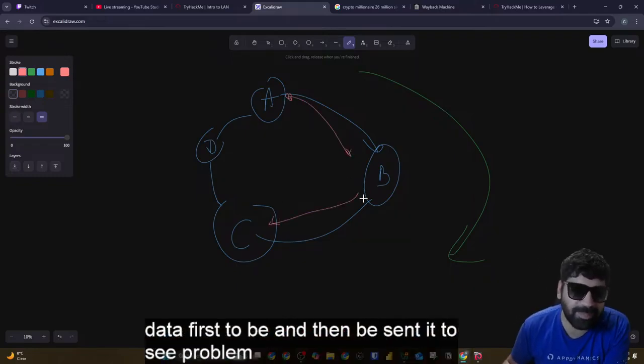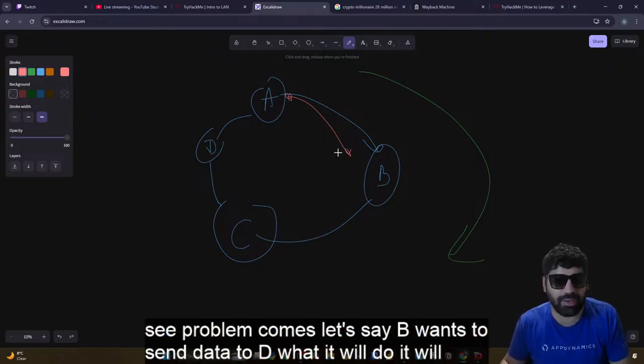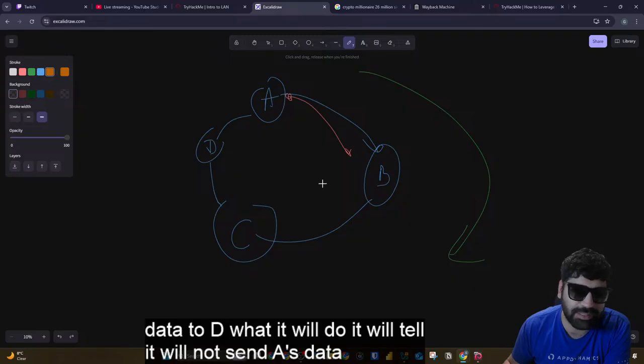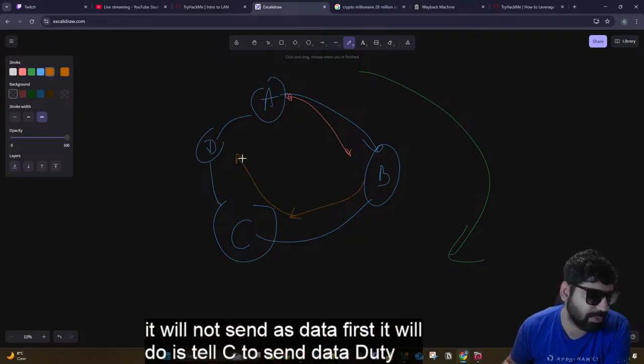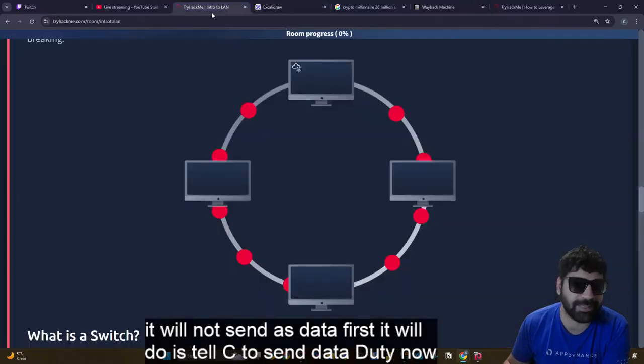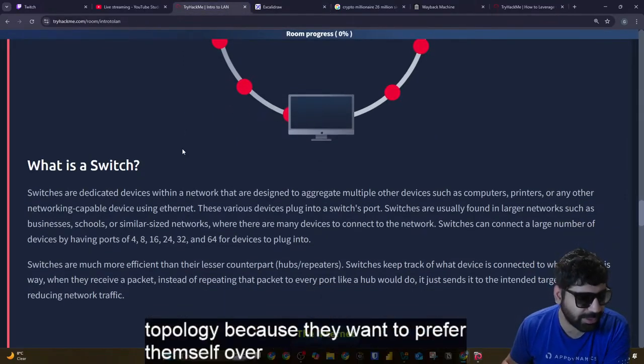Problem comes, let's say B wants to send data to D. It will not send A's data first. What it will do first is tell C to send data to D. Now that's the problem with this topology, because they prefer themselves over others' requests, and that's how it works.